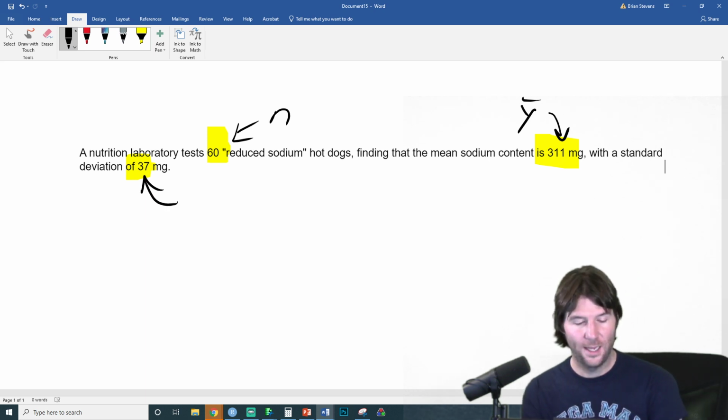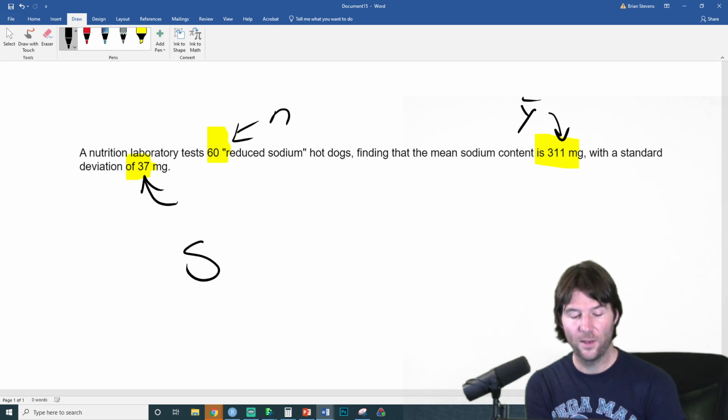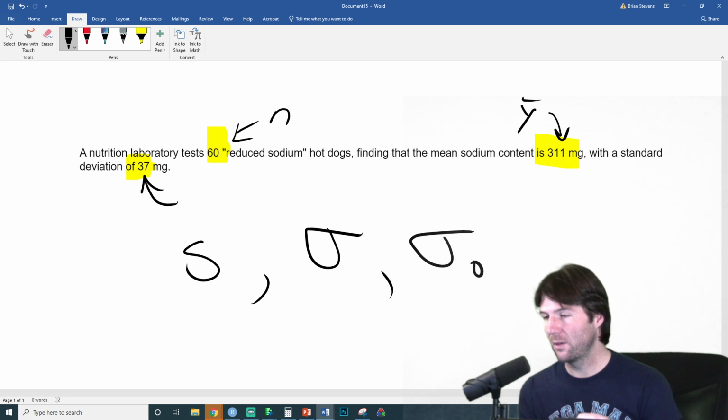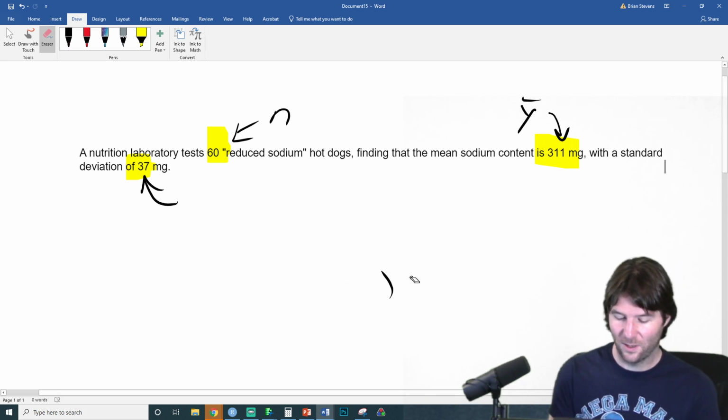And here we are, 37. So now we have a few standard deviations. We have S, which is sample standard deviation, and then we have sigma. We don't use this in this class, but there is sigma naught. Anytime you see that naught, that means hypothesized, like you're hypothesizing a true proportion. So S is sample standard deviation, sigma is population standard deviation, and sigma naught is hypothesized.